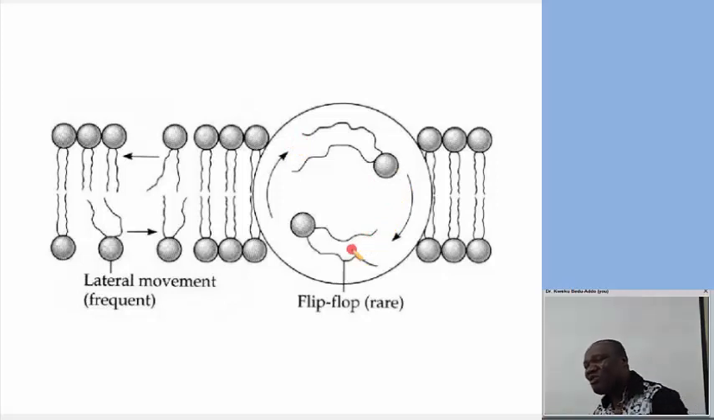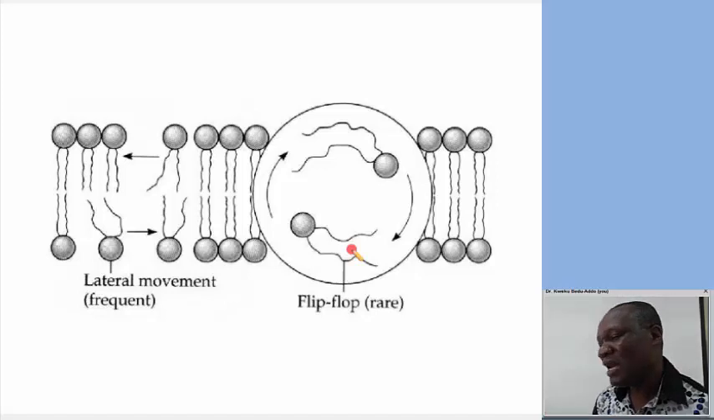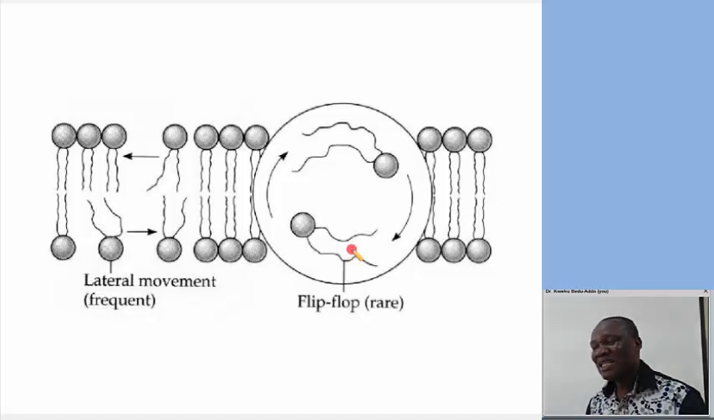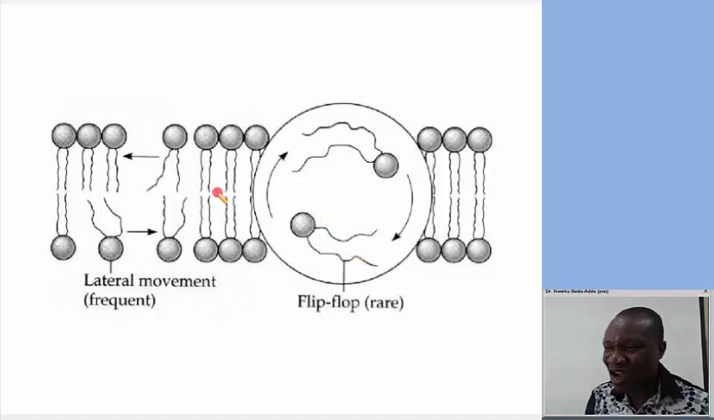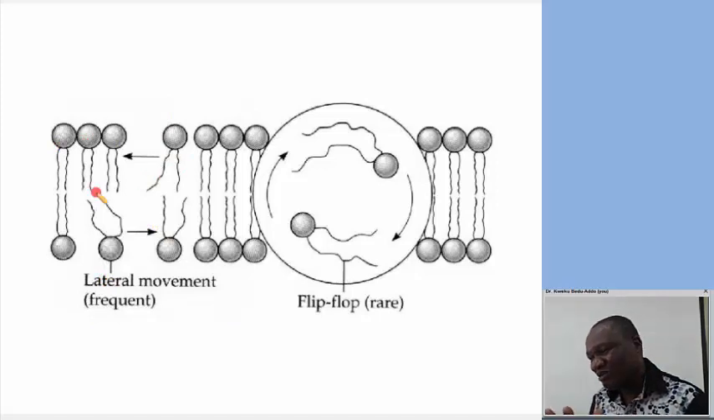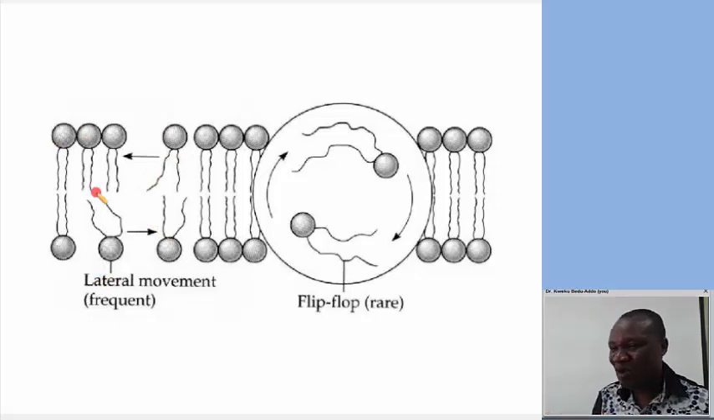Now, this type of movement is rare in the lipid bilayer, meaning it hardly occurs. This lateral movement is very frequent. Now, if this layer is breached, these will flow and come together, right? So, basically, that's the phospholipid bilayer.